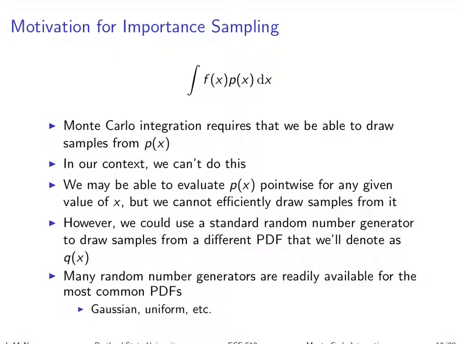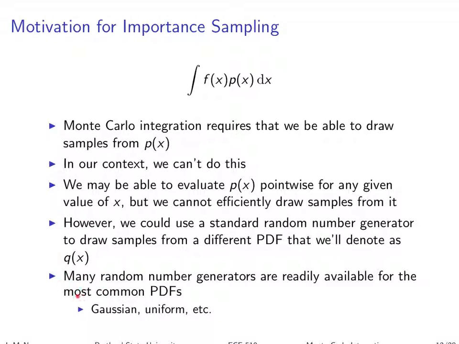In general, you may have a probability like what we're going to have where you can evaluate that probability at any given point, but being able to evaluate it at a point and being able to draw samples from it are completely different problems. So what do we do? We pick a different PDF.